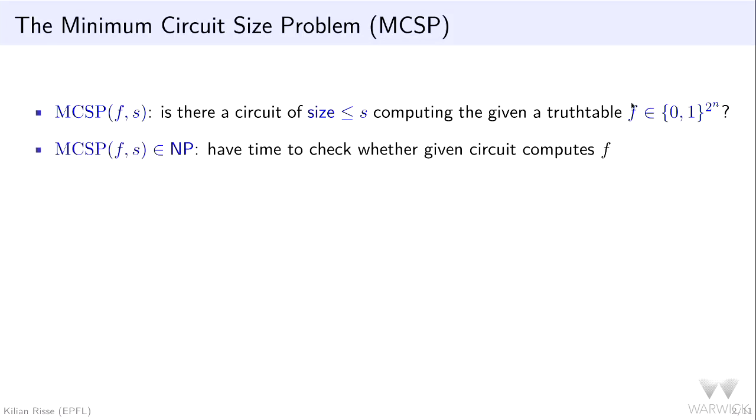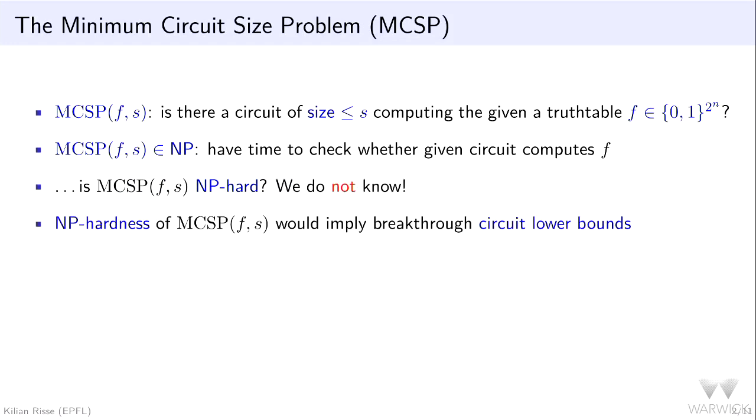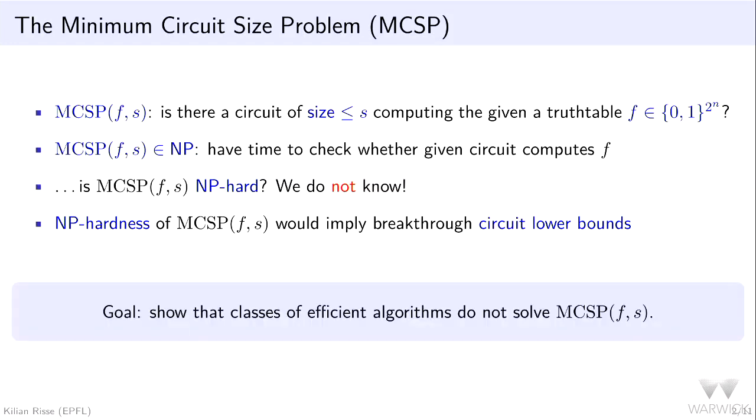It's not so hard to see that MCSP is actually in NP, because given a circuit we can check whether it actually computes the supposed truth table. The big open problem is whether it is NP-hard, and we don't know. Furthermore, we even know that if we could prove NP-hardness, then we would get circuit lower bounds. So we don't expect this to happen anytime soon. At least what we could try to do is show that certain efficient classes of algorithms do not solve the MCSP problem efficiently.